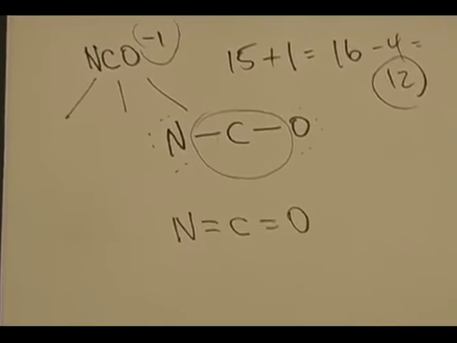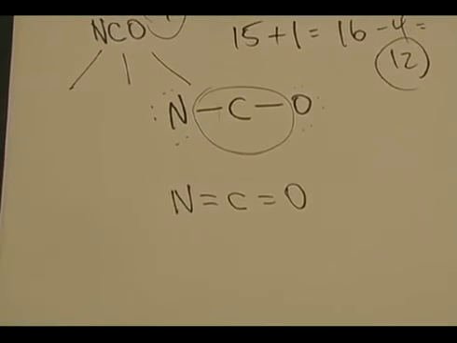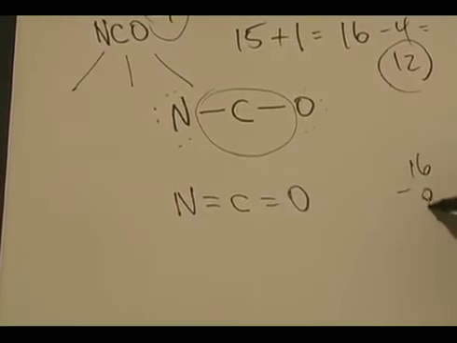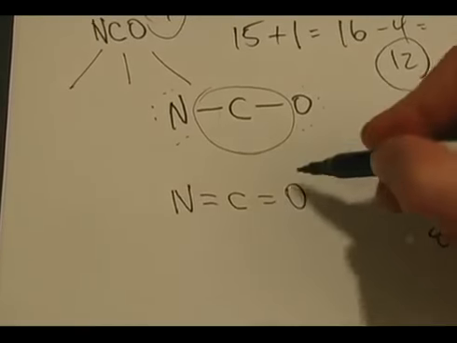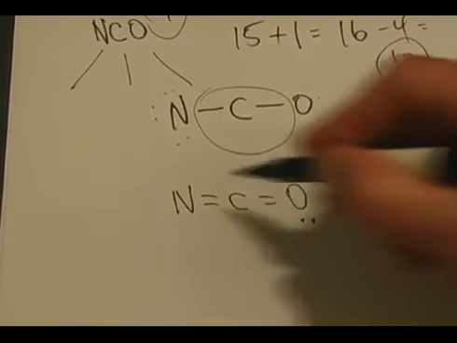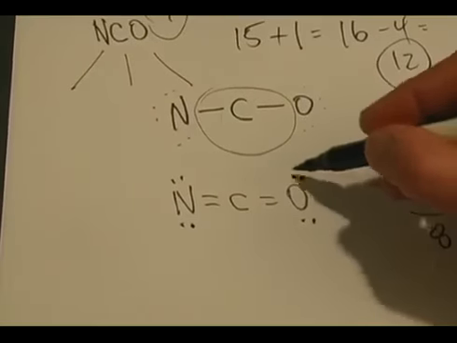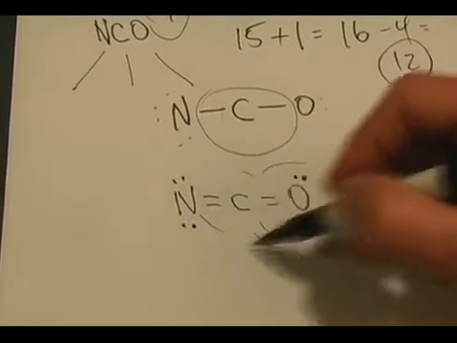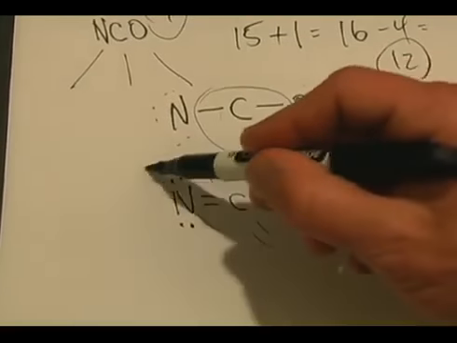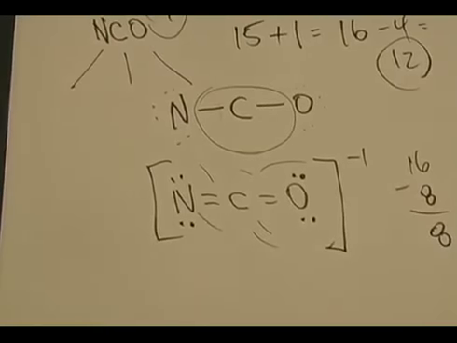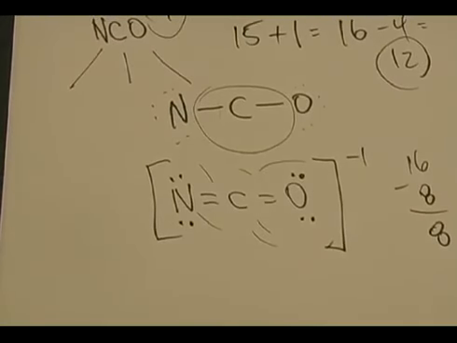Some people don't like Lewis dot structures because sometimes you have trial and error and it doesn't work, but you've got to get over that. 16 minus 2, 4, 6, 8 leaves me 8 electrons to go. 2, 4, 6, 8. Hey, it's a possible Lewis dot structure, right? I've got 8 here, 8 around the carbon, 8 around the nitrogen, put brackets around it, give it a -1 charge. That's a possible Lewis dot structure for thiocyanate.